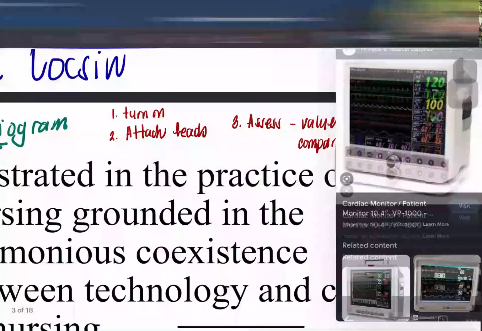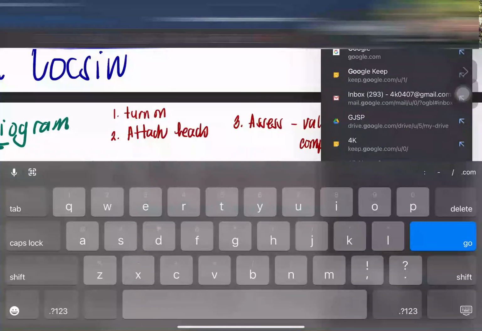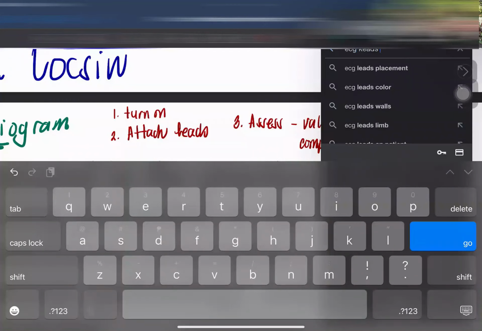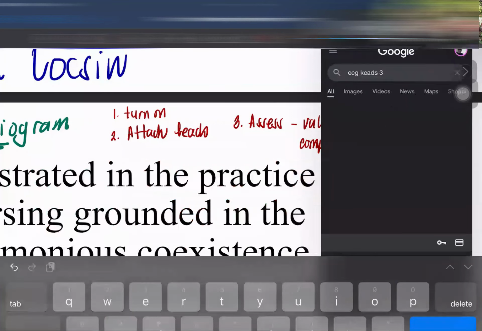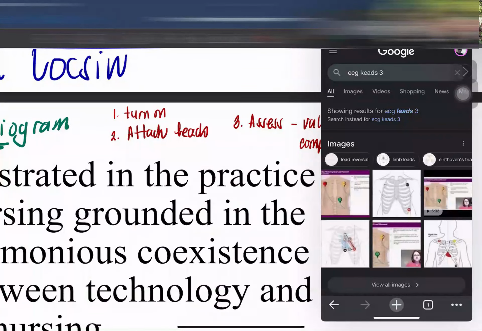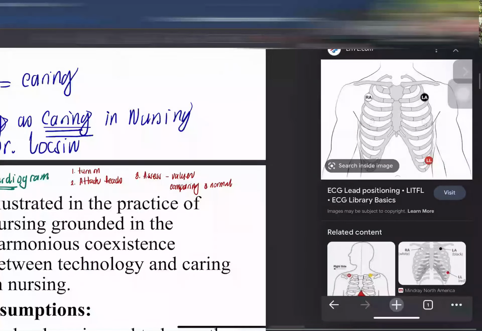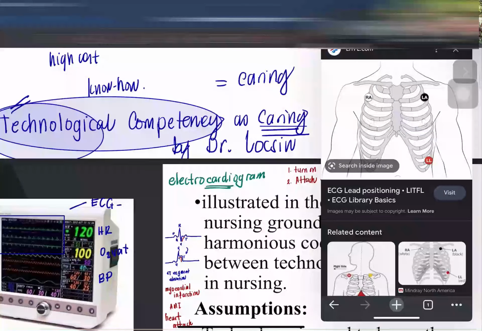Sir, ano po yung leads? Hindi po yan lead na tulad ng sinasabi ni chemistry. Leads po yung sinasabi ni sir. So, class, meron po tayong different leads ng ECG. Pardon the spelling, matalino naman si Google. So, class, ito po yung usual colors na ginagamit natin in the hospital setting for the 3-lead ECG.